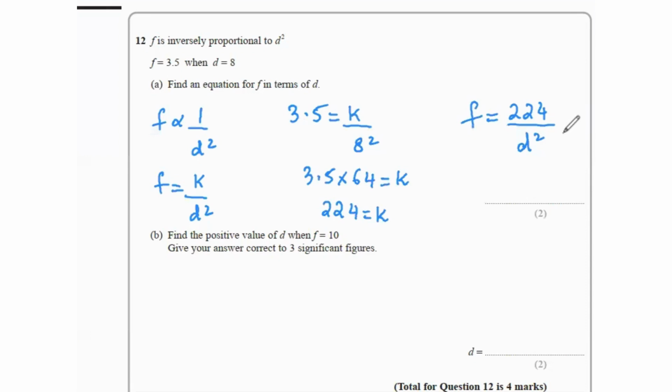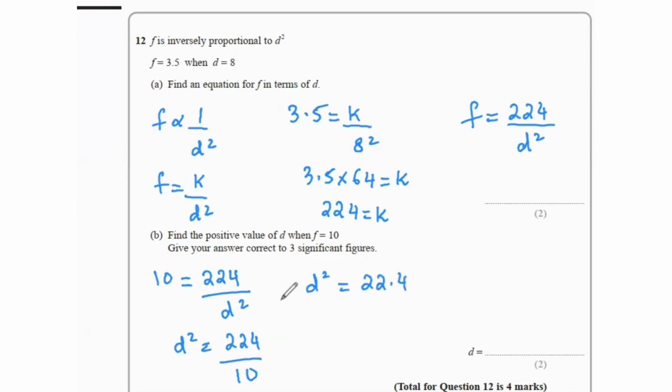Then it says find the positive value of d when f equals 10. So using the same equation, 10 equals 224 over d square. d square equals 224 divided by 10, so d square equals 22.4. We square root both sides, and what we get is plus minus 4.73. But since they want the positive value, it's going to be positive 4.73, not the negative one.